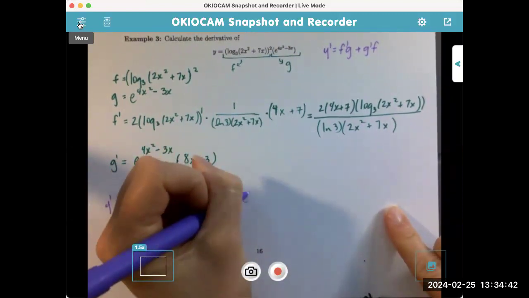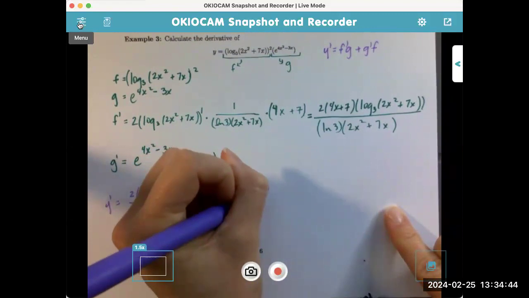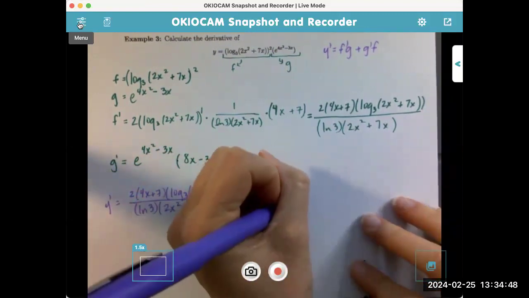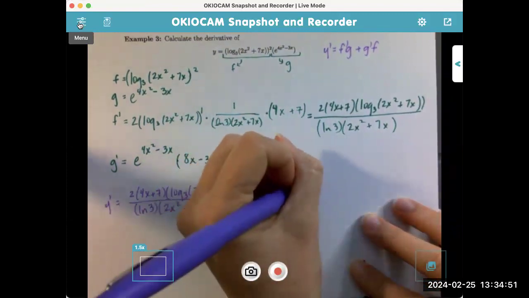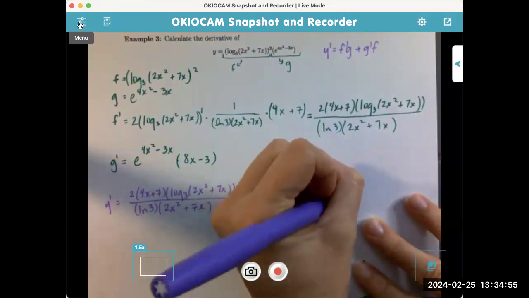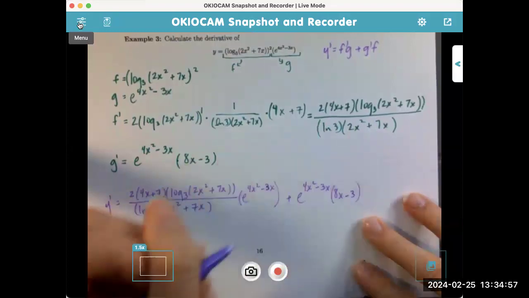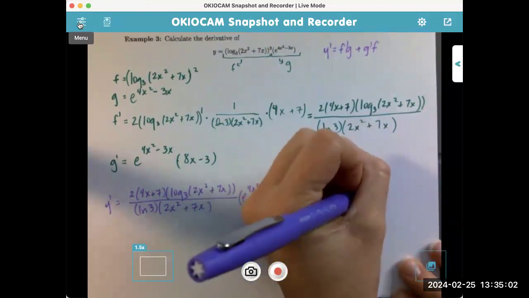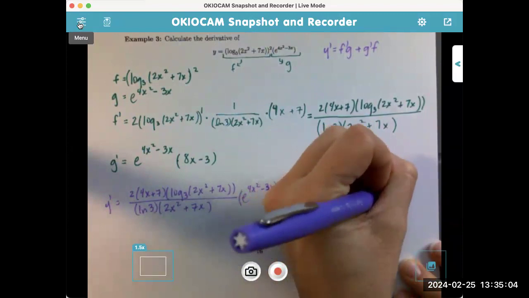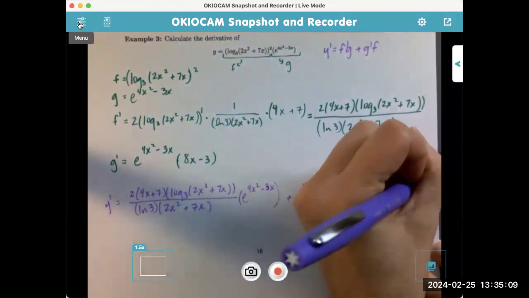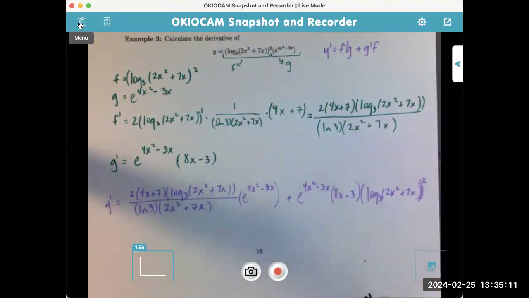Times g, e to the 4x squared minus 3x, now plus g prime, which is right here, e to the 4x squared minus 3x times the derivative, 8x minus 3. Now times plain old f, that is log base 3 of 2x squared plus 7x, and then all of that quantity squared. Ooh-wee, is that ugly or what?